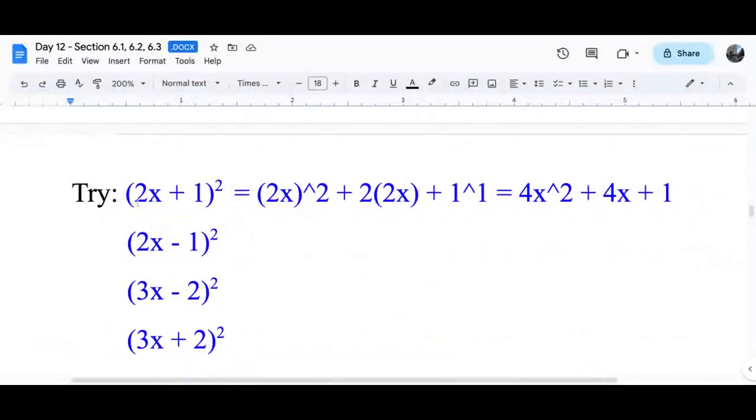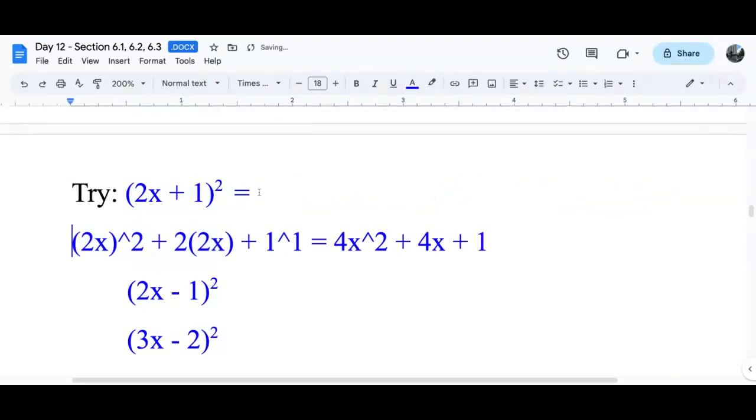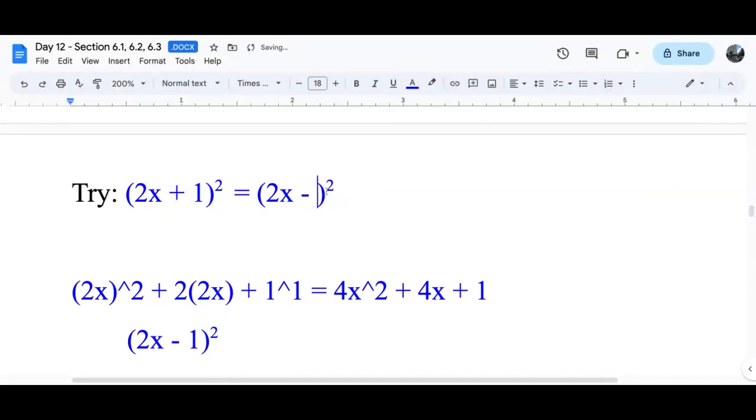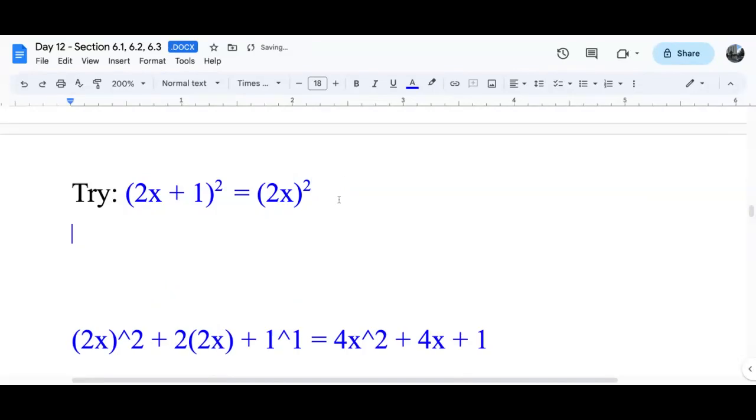Well, let's see this one. We have 2x plus 1 squared. The first term is 2x. We follow that, right? We do the first term, 2x squared.